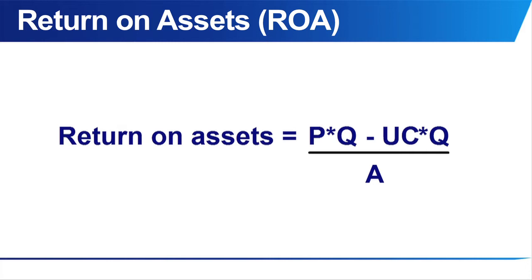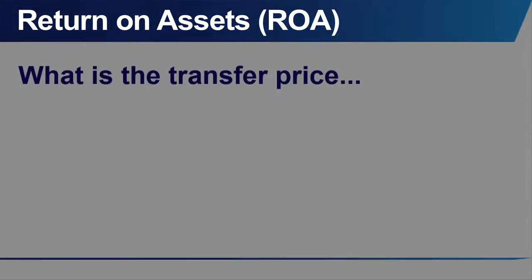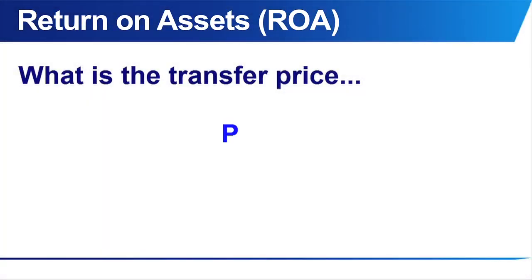Now, since we know the formula for ROA, where is the transfer price for this PLI? Is it price, P, or unit cost, UC? It depends on the type of tested party we identified for this analysis. If the tested party is a distributor, the assumption is that it purchases products from a related party manufacturer for resale to third parties. Therefore, the transfer price is the price that this distributor paid to its related party, UC.